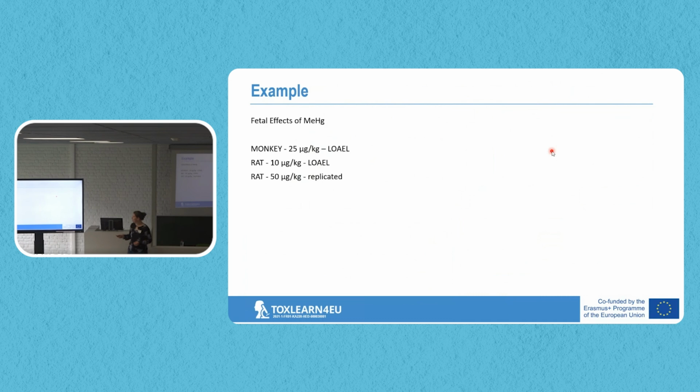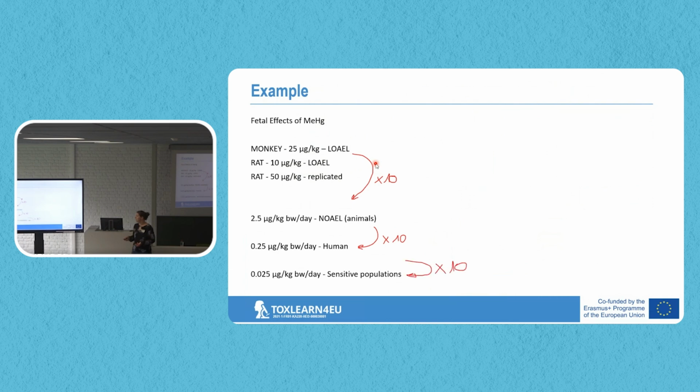Maybe this example will help you. So imagine you were studying methylmercury, and these are the exposure levels that you have for monkeys, for rats, different doses. And then they use these data to extrapolate. So they start from the monkey data because they're more relevant for humans, but they only have a lowest observed effect level. And what we want is a level at which there's no observed effect. So the factor of 10 is applied for a no adverse effect level in animals. To translate this to humans, we apply another factor of 10. So a 10-fold lower limit. And to translate this, for instance, to a children's population, another factor of 10.